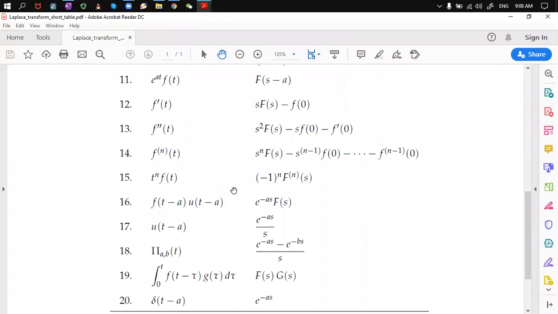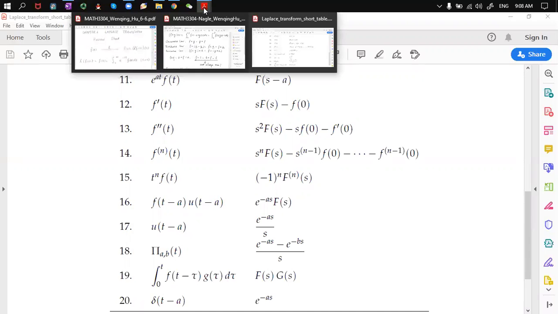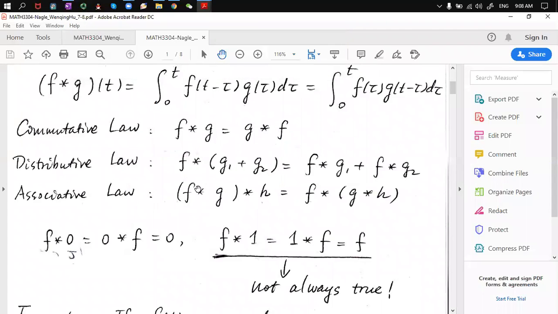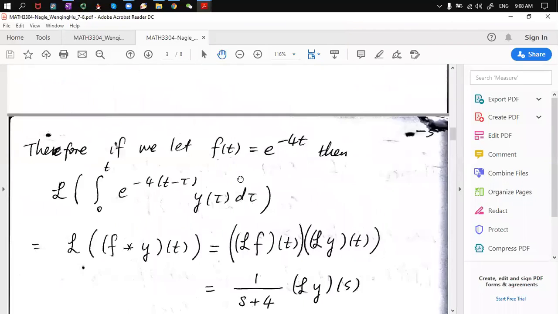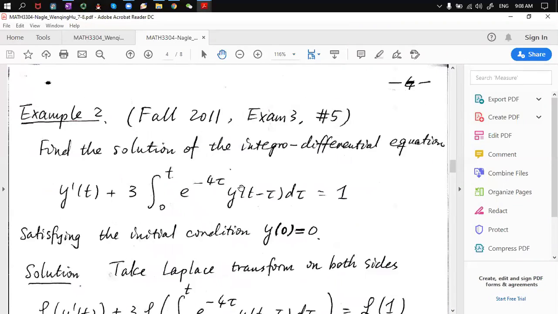It means the integral of this form, which is the integral from 0 to t of f(t minus tau) g(tau) d tau. You do a Laplace transform. It's going to be transformed to the Laplace transform of small f and the Laplace transform of small g multiplied together, capital F of s multiplied by capital G of s. So that's the Laplace transform for a convolution integral.